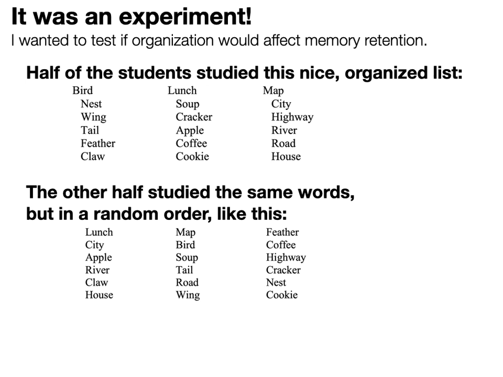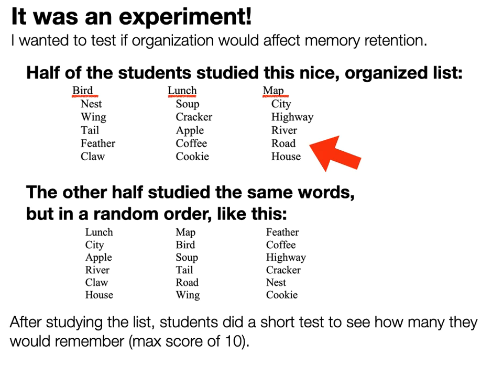And about half the students saw a nice organized list, like this one on top, where the words they had to memorize were organized topically. And the other half of the students saw a list like this, where the words were randomized. And so the words were grouped with other words that didn't have any relationship to each other in terms of their meaning. And so the question was, would the nice organized list improve the students' ability to memorize? Would it help them recall more of the words?